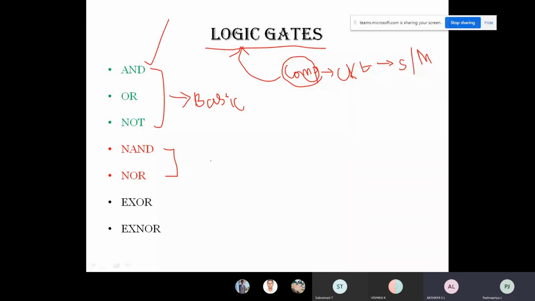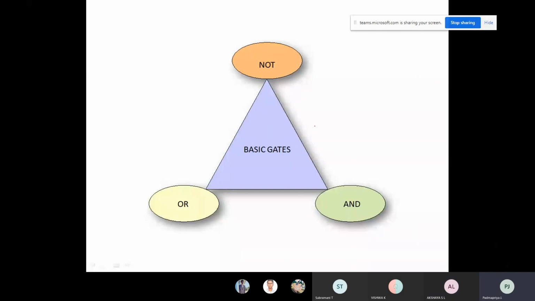These are the universal gates. Why they are termed universal gates, let me explain in future sessions. Then these two are XOR and XNOR. These are the logic gates we are going to make use of in designing digital components, circuits and systems. Okay, then let me proceed with that.